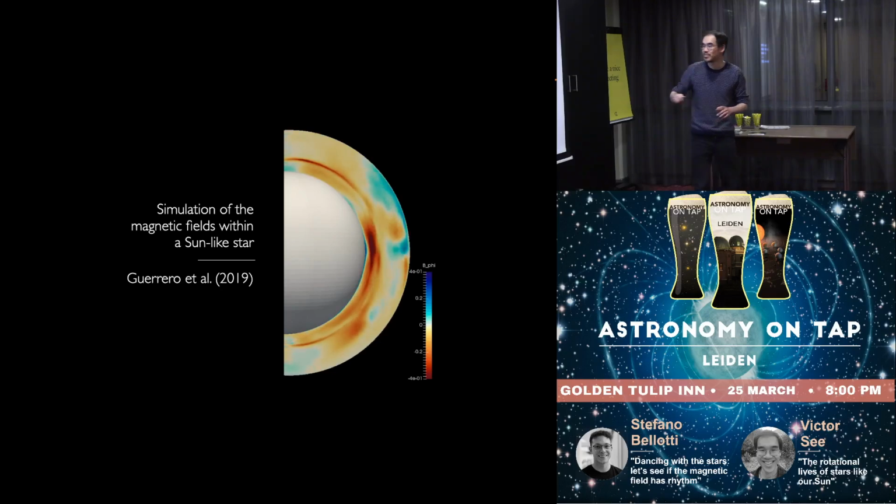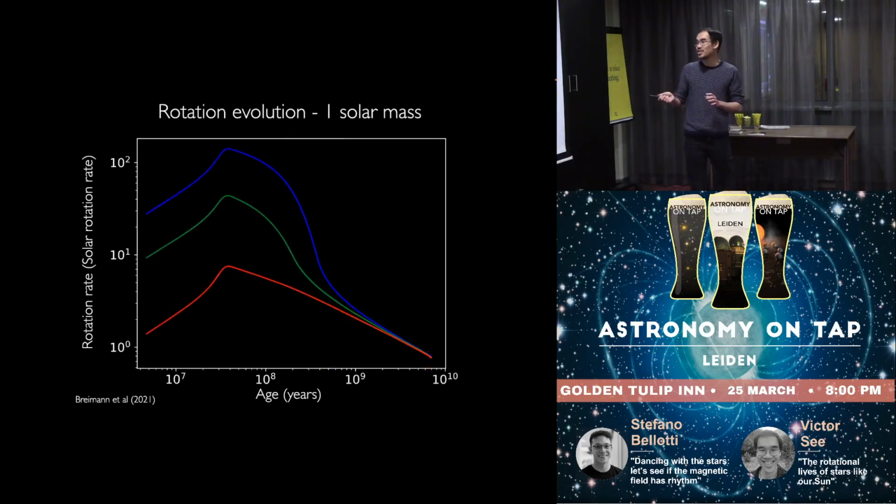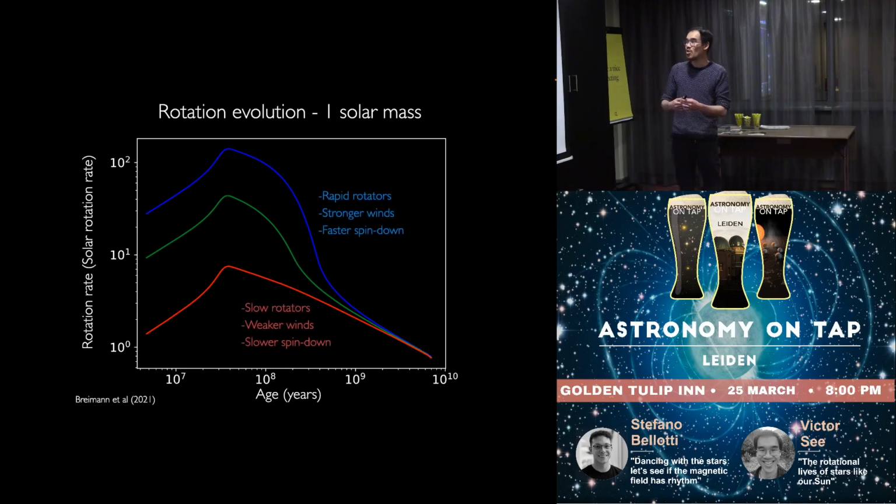Okay, so if we come back to this, what I've said is that rotation is basically driving the generation of magnetic fields, and it turns out that stars that are rotating more rapidly generate stronger magnetic fields. Okay, so if you take the blue star, it starts its main sequence life as a relatively rapid rotator. That means it has stronger magnetic fields. That means it drives stronger winds, which carry away more angular momentum from the star, and so it spins down faster.